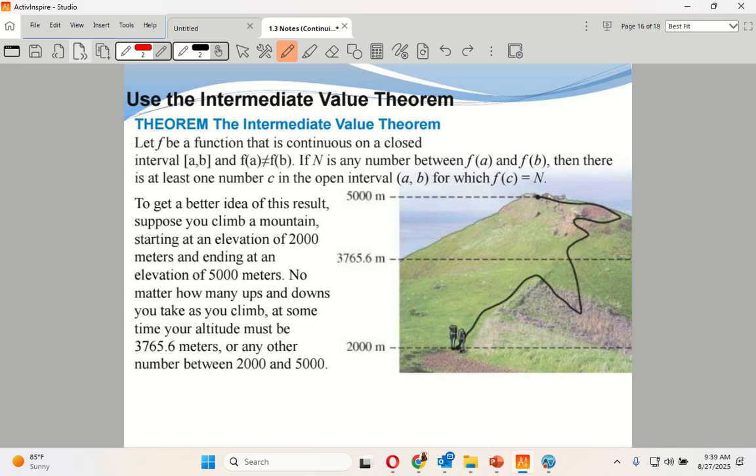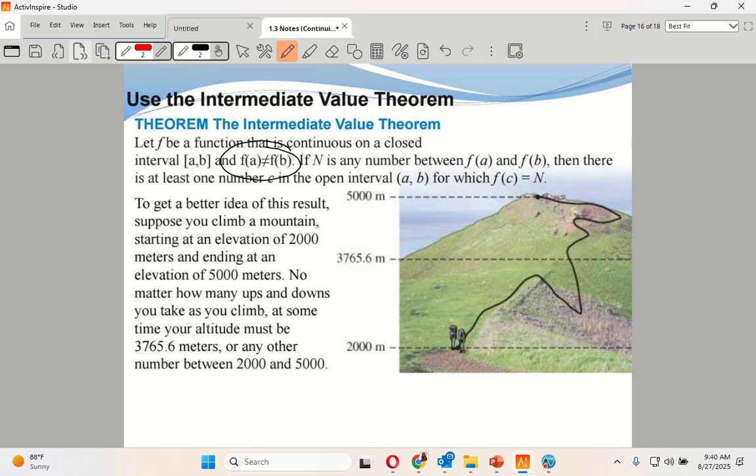Okay, let f be a function that is continuous on a closed interval from a to b, and f of a is not equal to f of b. That means the two ends are on different sides, so you can't say your end result is on the same side of the road. If n is any number between f of a and f of b, then there is at least one number c on the open interval where f of c is equal to n.